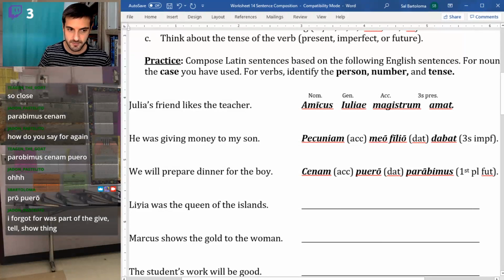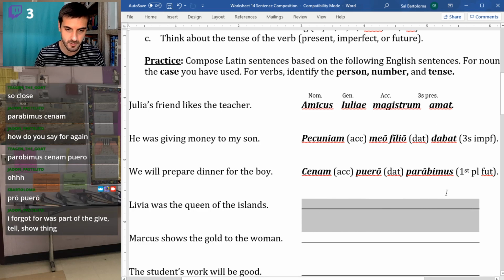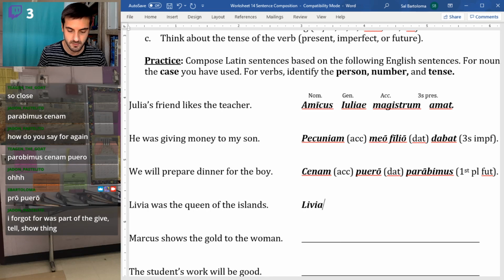Our next one here, Livia was the queen of the islands. She was the queen of the islands. So dig deep on this one because it might not be what you think. Livia was the queen. The queen was Livia. Livia equals the queen. So think about what case. I think we can all agree that Livia is going to be our subject, right? She's going to be our nominative.